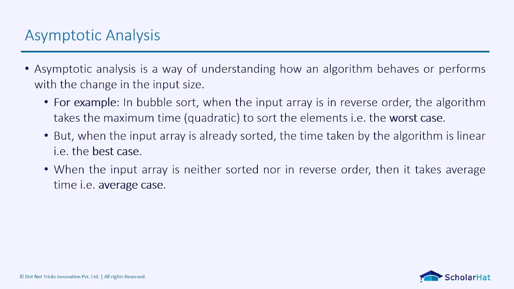We'll understand what quadratic and linear mean by graphs one by one, so no need to worry about it right now. When the input array is neither sorted nor in reverse order, then it takes average time. We're going to categorize each and every algorithm by worst case, best case, or average case, and we'll try to achieve as optimized code as possible. We'll end it here, and after this we'll go to VS Code, and there we'll understand each and everything in very detail.